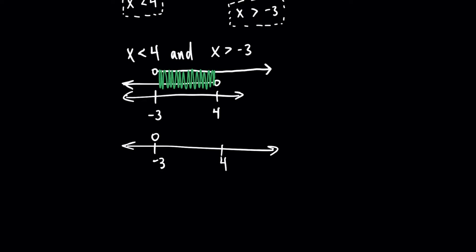And our solution here is an open dot, and we'll just shade right in between. So that's our solution. Okay, don't worry about this. Just disregard this guy right here. But this is your solution.